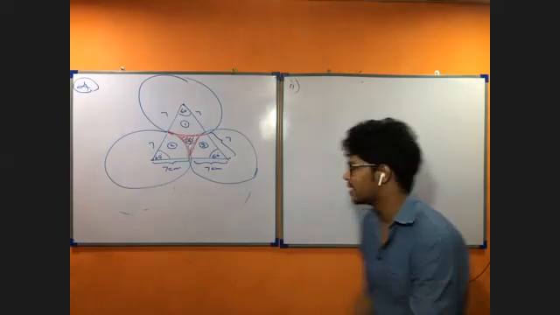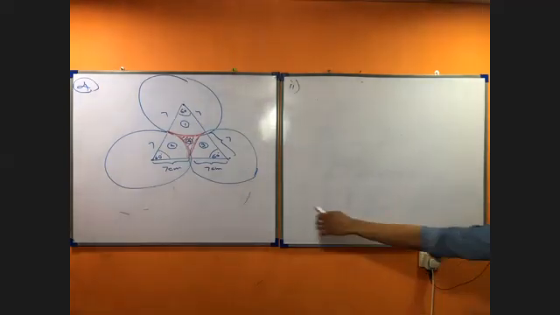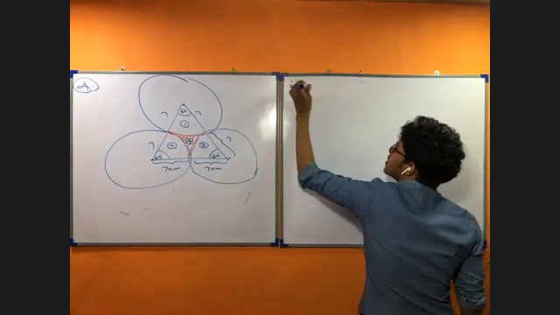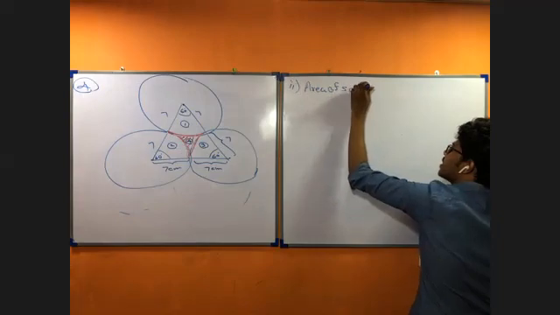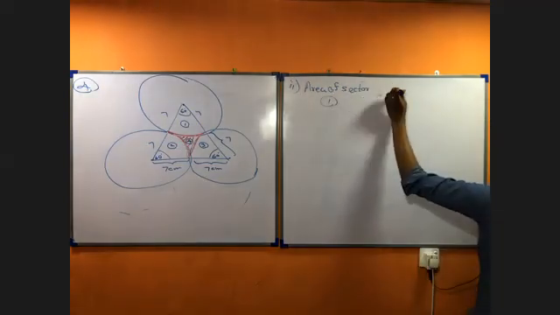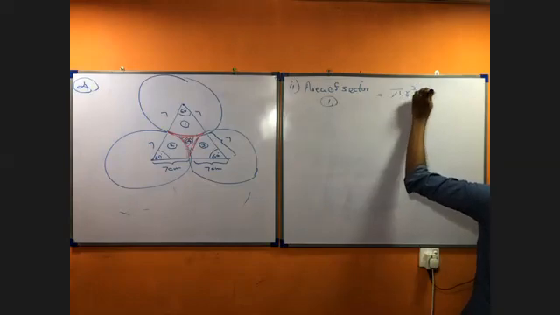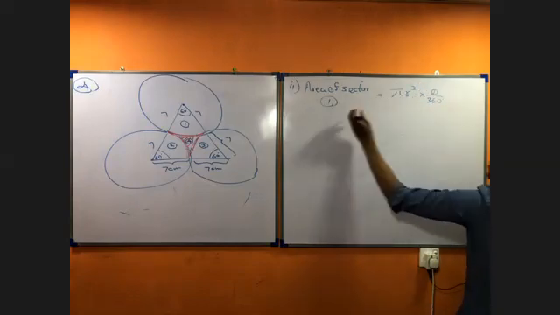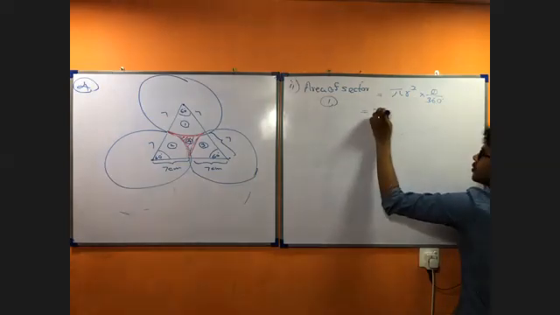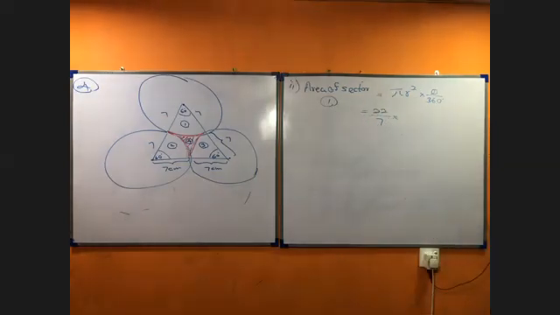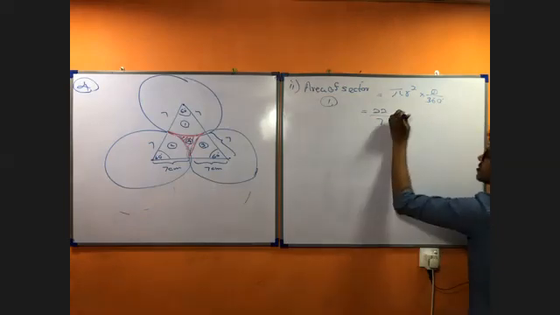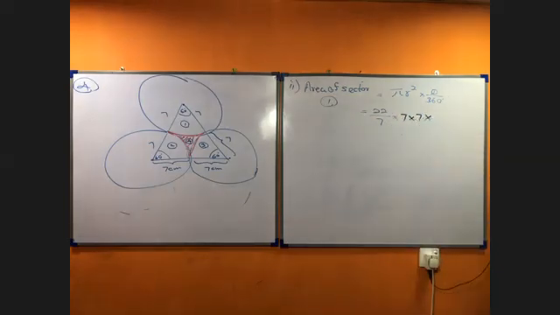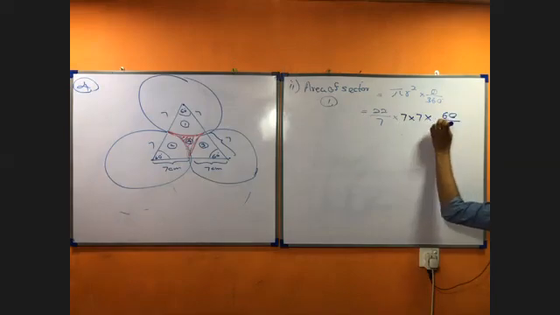Is it clear? So first let me find the area of a sector. Area of sector 1 is equal to what? Pi r squared multiplied by theta divided by 360. So that is 22 over 7 multiplied by r squared, that is 7 squared, 7 multiplied by 7, multiplied by theta, which is 60 divided by 360.